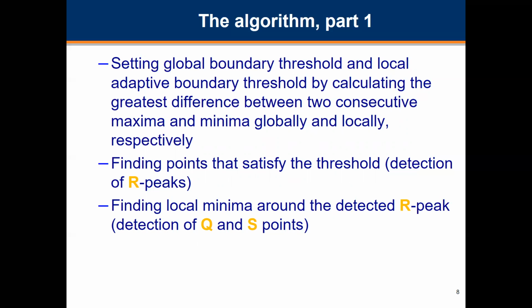Because the noise can cause a significant decrease in amplitude of the QRS complex, the previous calculations are repeated locally. The R peak is located by finding a local maximum, after which we proceed to determine the location of points Q and S.